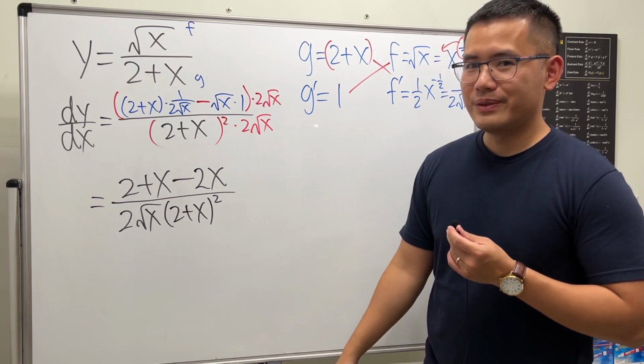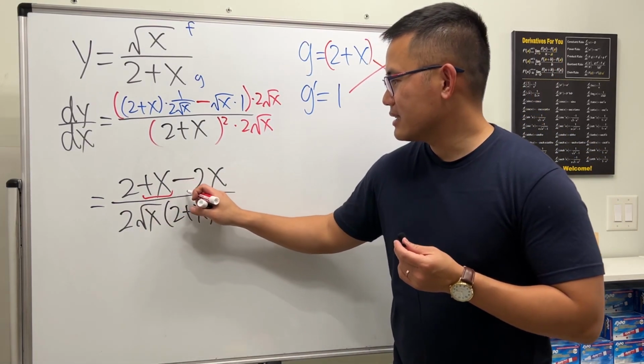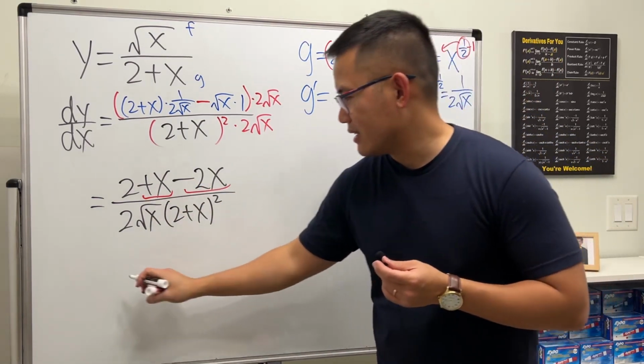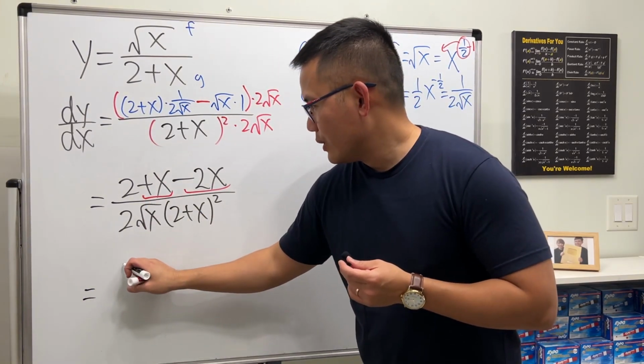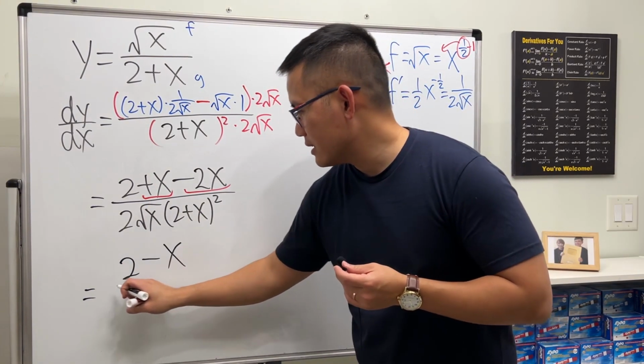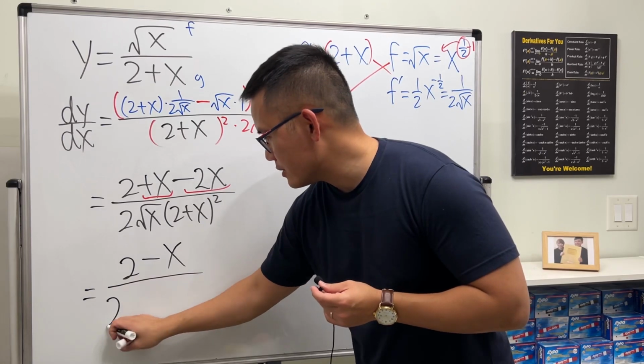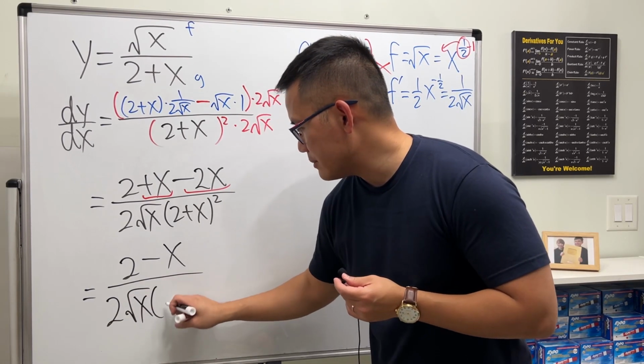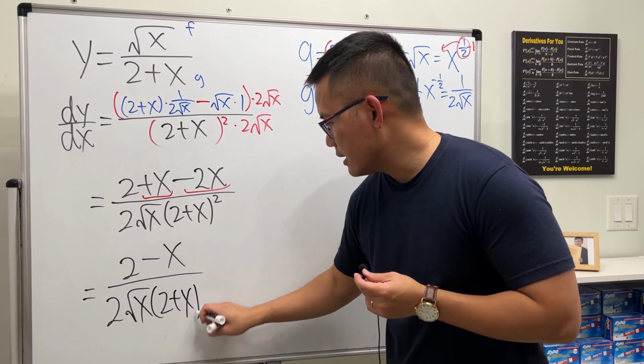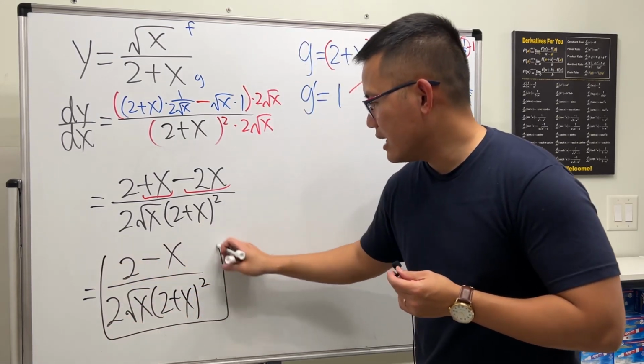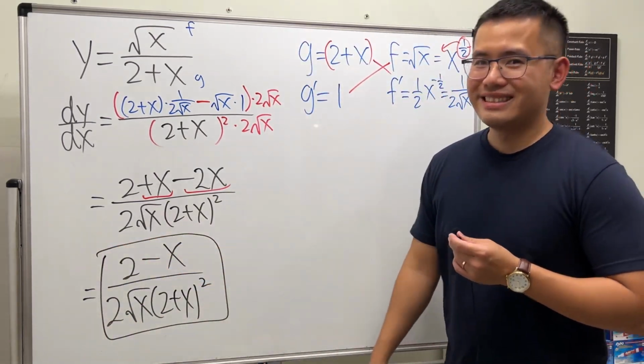What else can we do? Well, plus x minus 2x. So that's like the little thing we can do. So we have 2 minus x over that denominator. So 2 square root of x times 2 plus x squared. That being said, that's it.